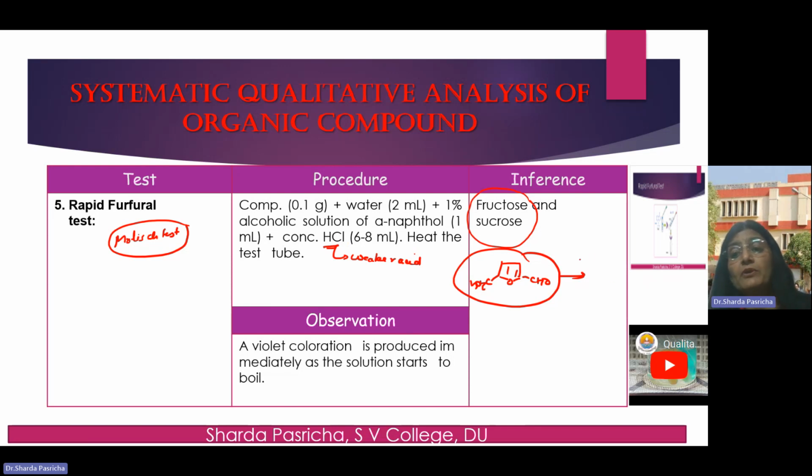And then they will go on to react with 2 molecules of alpha naphthol to give you that violet colored solution that we have seen already in the case of Molisch test. So I hope you understand. If the test is negative, then you are looking for a compound like glucose, which is existing in the pyranose form. Okay.